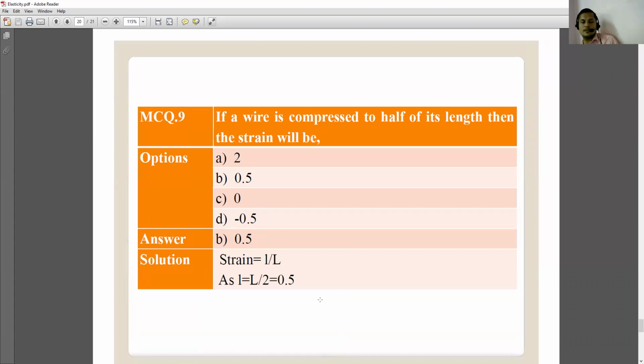So I hope that we have cleared some of the basic terms related to elasticity, to understand the meaning of each and every term, and some of the numerical MCQs which clear the point about the relation between these terms which come under elasticity.